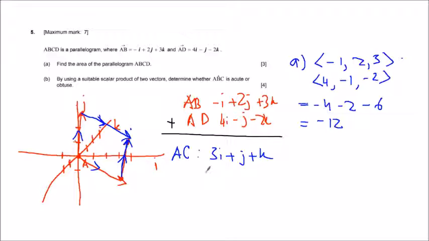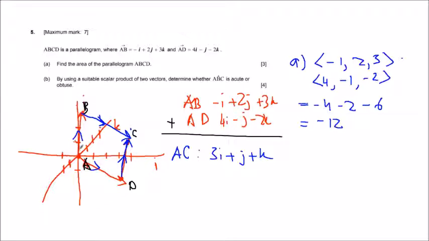The question says to determine if ABC is acute or obtuse by using a suitable scalar product of two vectors. Oh, okay, I know what a suitable scalar product of two vectors is. So this is AC, and what we have to find is BC. This is A, that's B, that's D, this is C. How do we find BC? Take AC and subtract AB. AC subtract AB will give you BC, right?